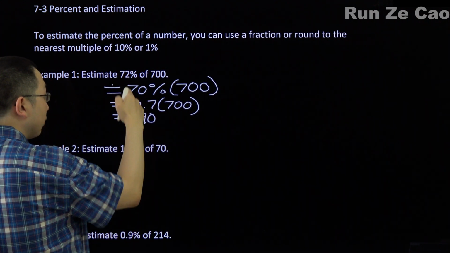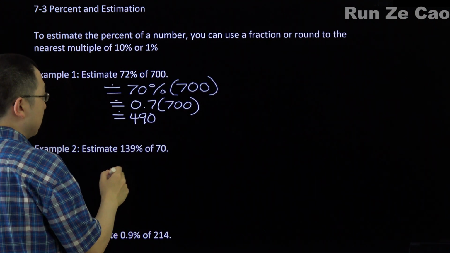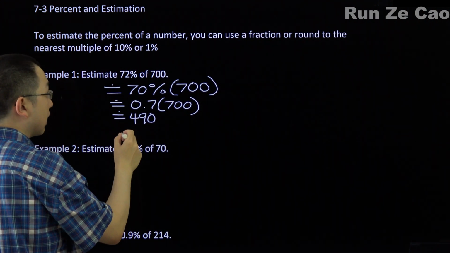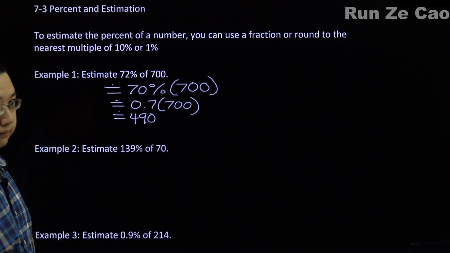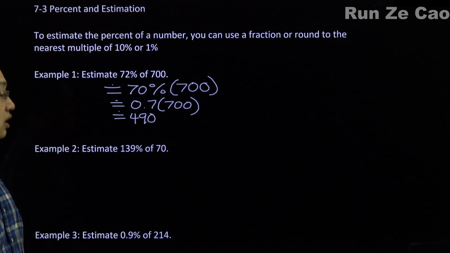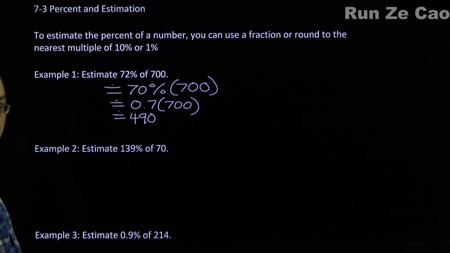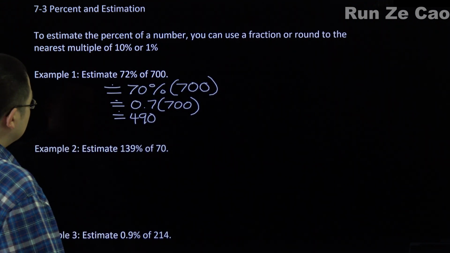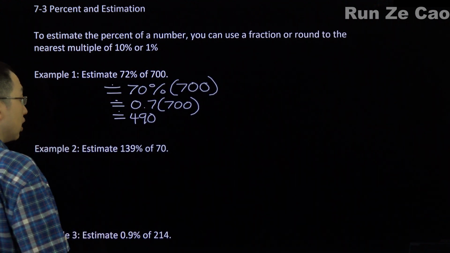Actually, because we know we rounded down, if we were to give a rounding at the end as well, it would be approximately 500. It's actually 504, because 2% of 700 is also known as 2 times 7, which is 14. So this is reasonably close.